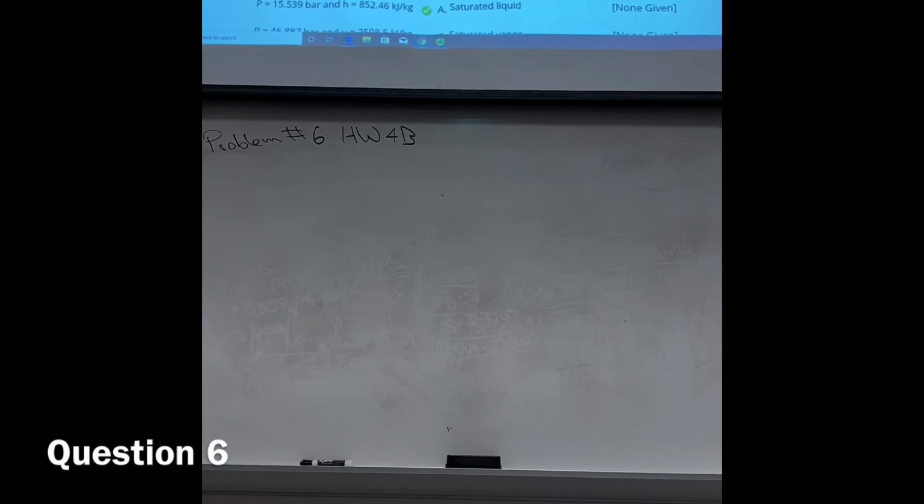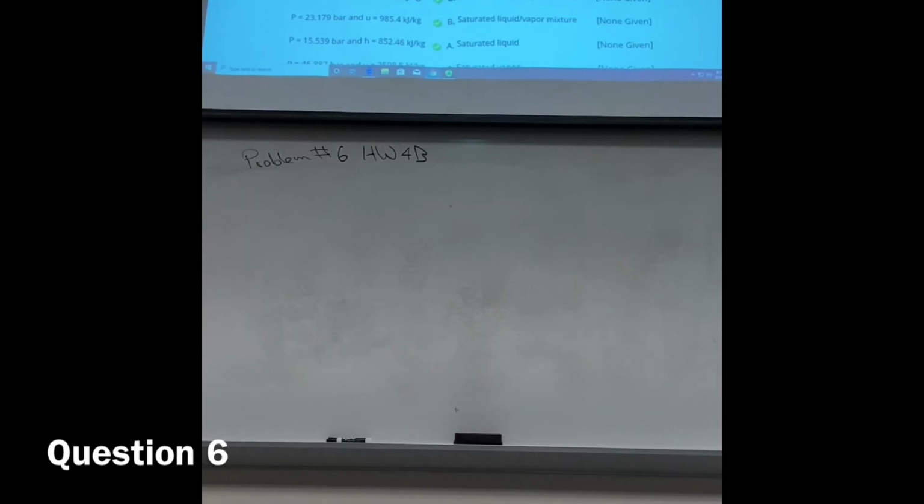23.179 bar, which is right here. So that's the row I'm on. So we know it's 220 degrees, and 985.4. This is UF, this is UG, and it's slightly above the saturated liquid value, but it is above it. So it's a saturated liquid vapor mixture between UF and UG.